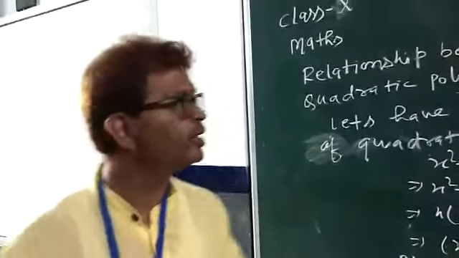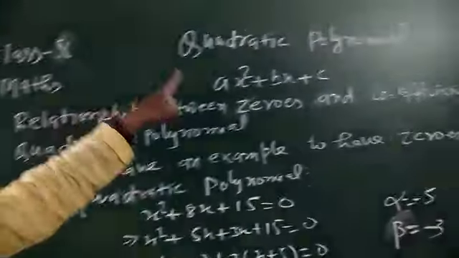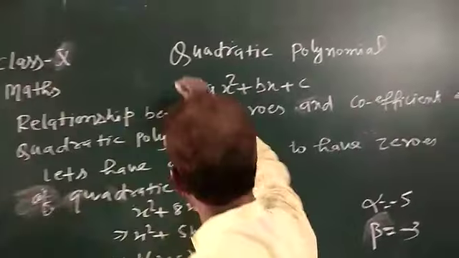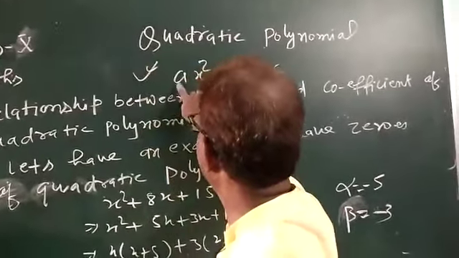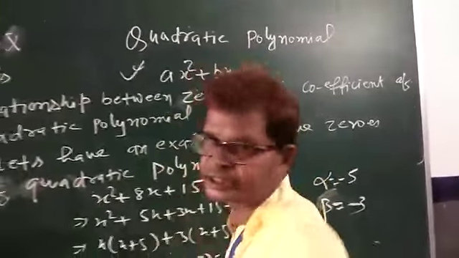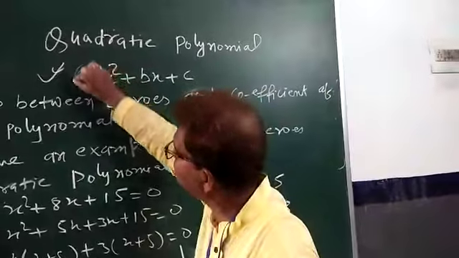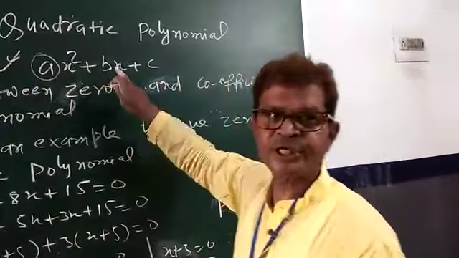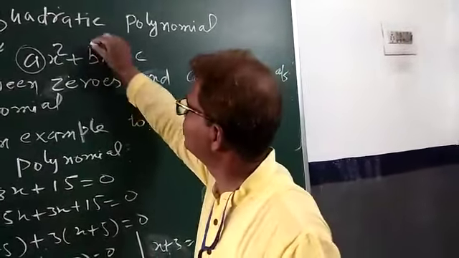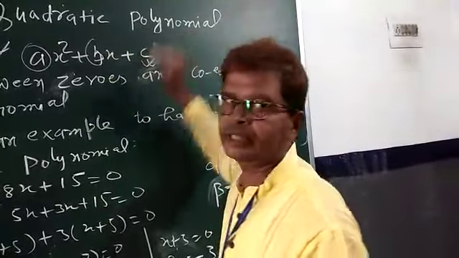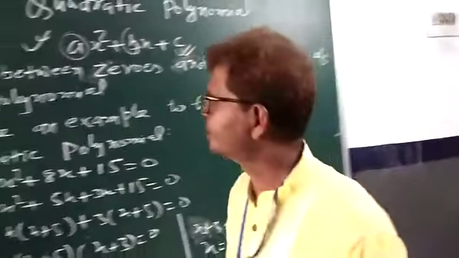I am Singh. Today I am going to teach you quadratic polynomials. As you have studied, the general form of a quadratic polynomial is ax square plus bx plus c. See here carefully: the coefficient of x square is a, the coefficient of x is b, and the constant term is c.